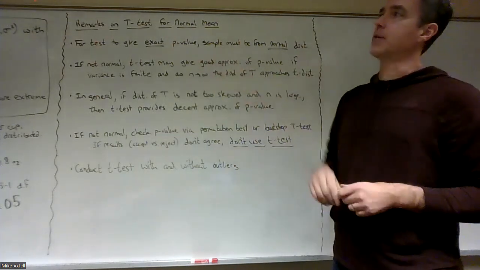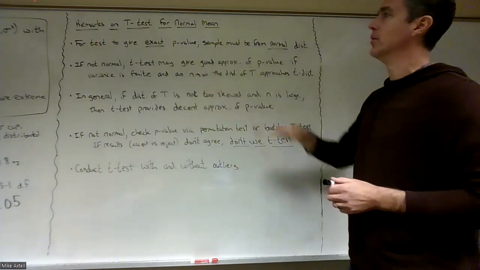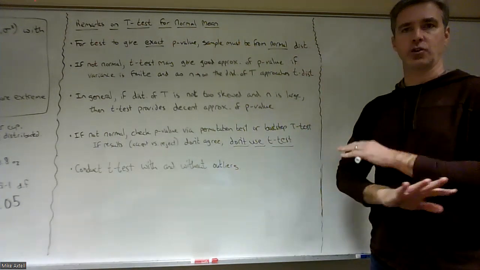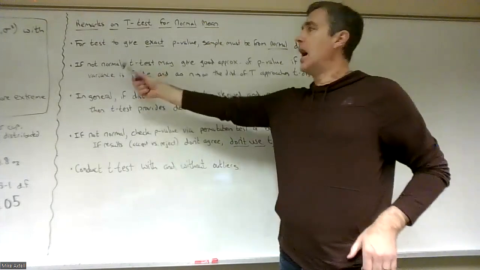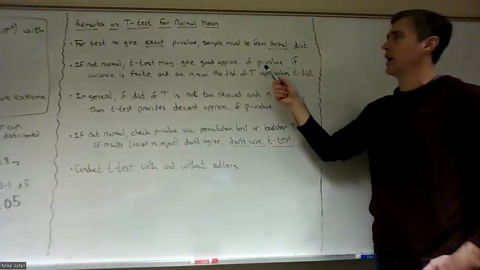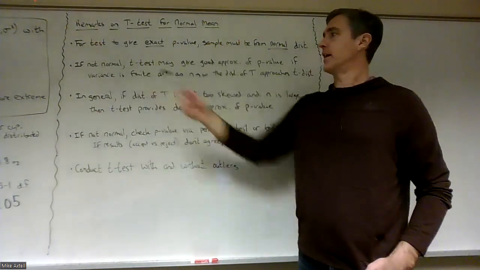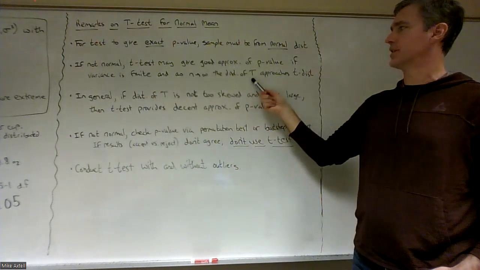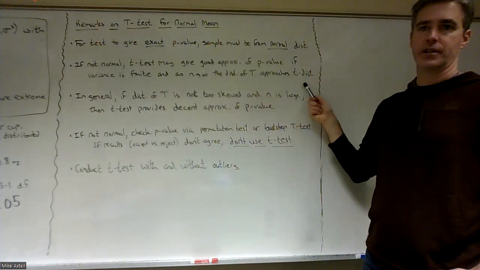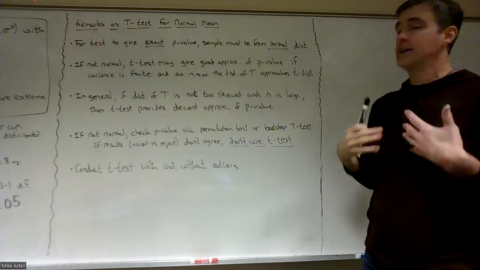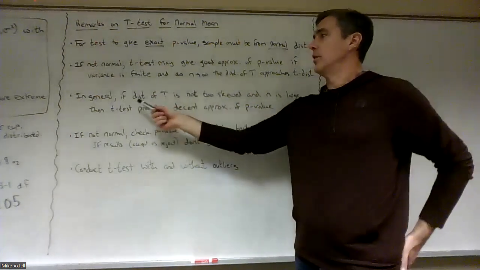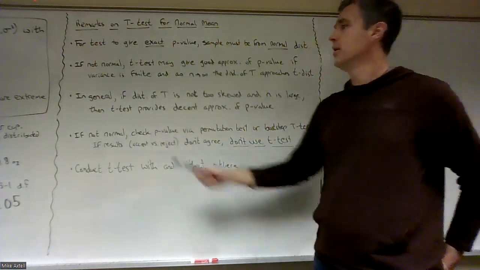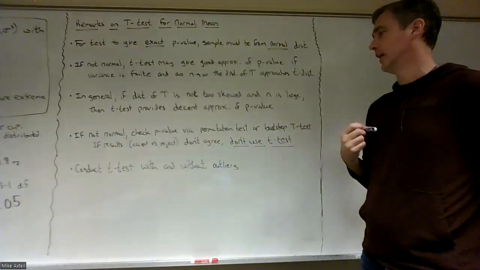Now, for the test that we just did in the last panel to give the exact p-value, the data we had must have been from a normal distribution. Okay, then it's perfect, great, no problems. If our data is not normal, the t-test may still give a good approximation of the p-value if the variance is finite, and as our sample gets larger and larger, the distribution of our test statistic approaches a real t distribution, okay? Which is to say, in general, if the distribution of our test statistic is not too skewed, and if n is large, the t-test provides a decent approximation of a p-value, okay?